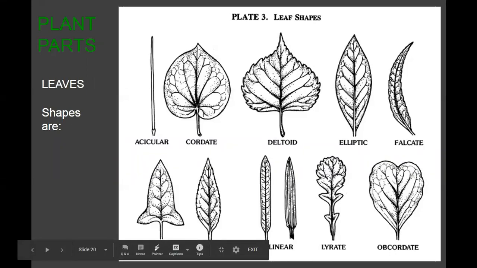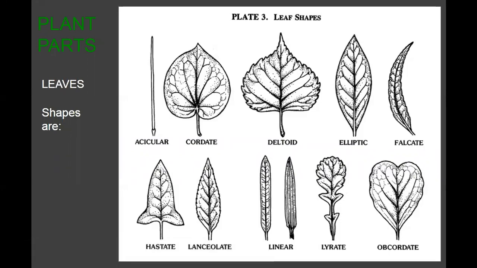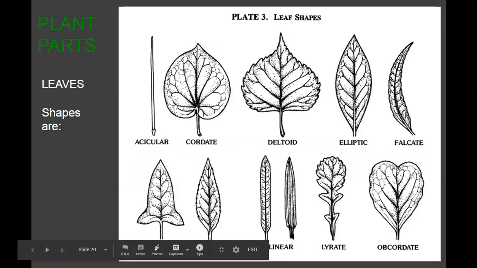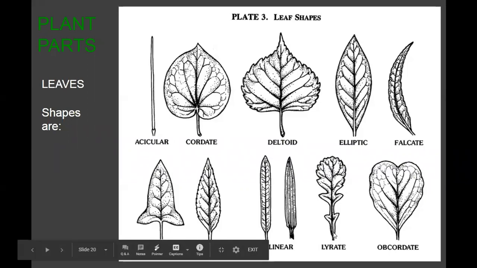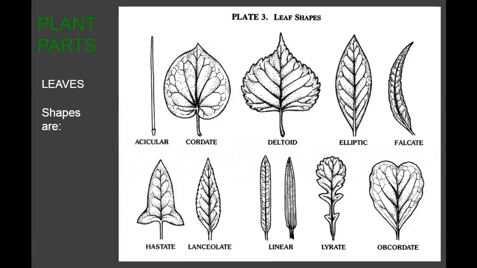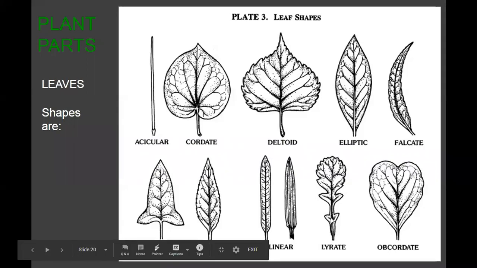And then lyrate, we see this also. Lyrate is basically a lobed leaf with the terminal segment, which is the end opposite of the segment that connects to the stem or the stalk, being more rounded and large and lobed. The lobes get smaller as you get closer to the stem. Just think of kale. Kale is a good example of a lyrate shape.